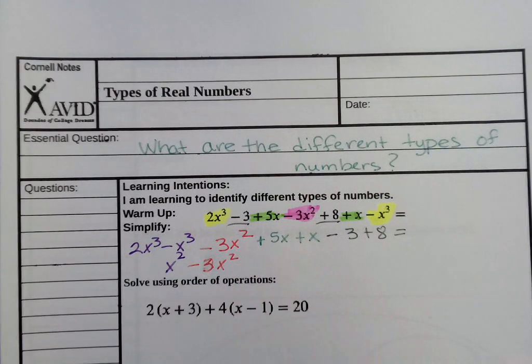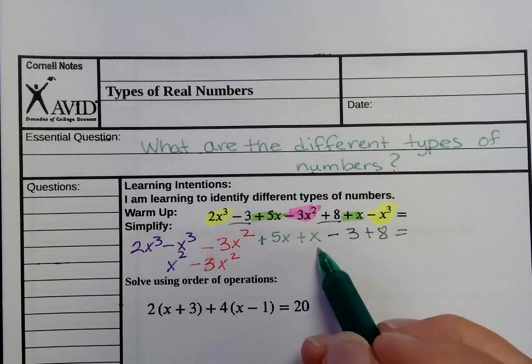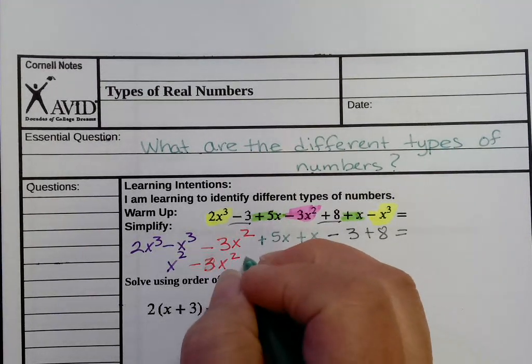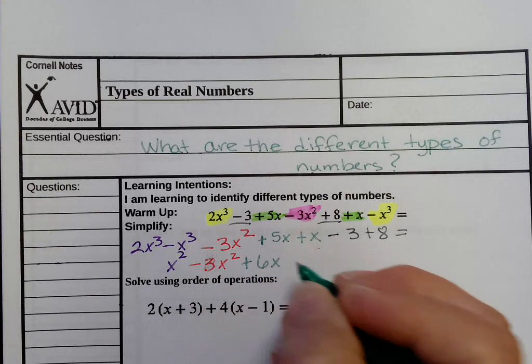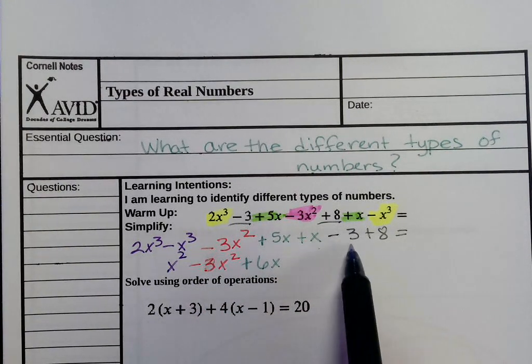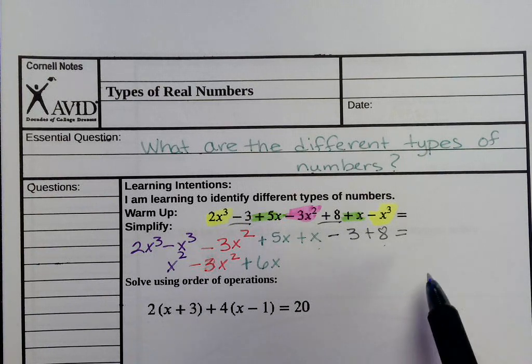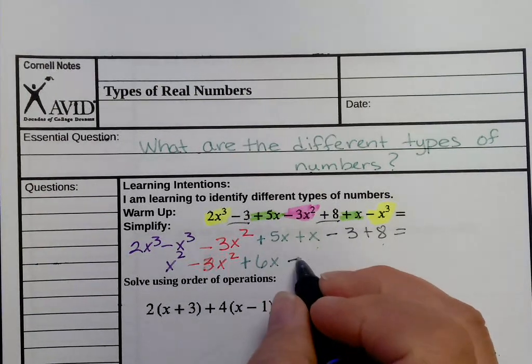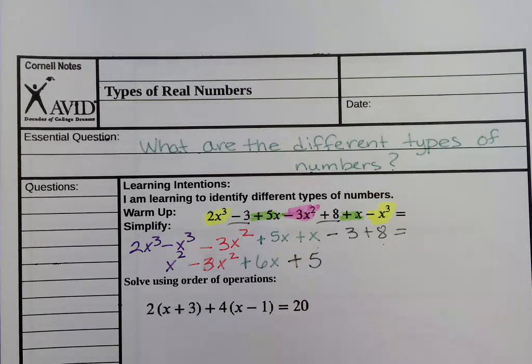Then we're looking at 5x plus 1x. I've got 5 here, I add 1 more, and I end up with this total of 6x. And finally, your numbers. -3 plus 8, think about 8 minus 3, and that is 5, and it'll be a +5. So hopefully you were able to get that one done on your own.